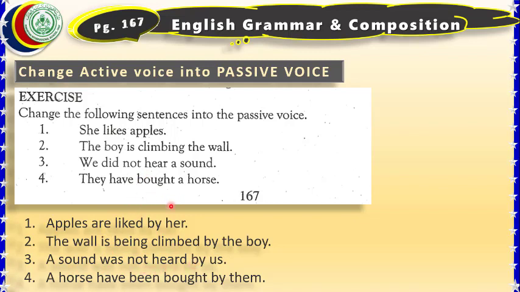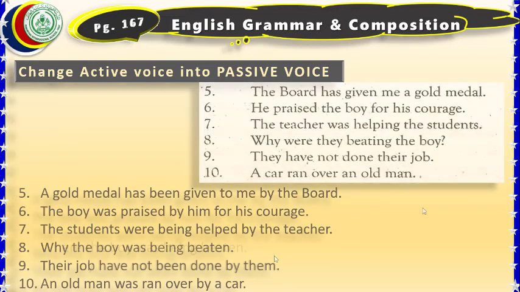They have bought a horse. A horse has been bought by them. Part number 5: the board has given me a gold medal. A gold medal has been given to me by the board. He praised the boy for his courage. The boy was praised by him for his courage.